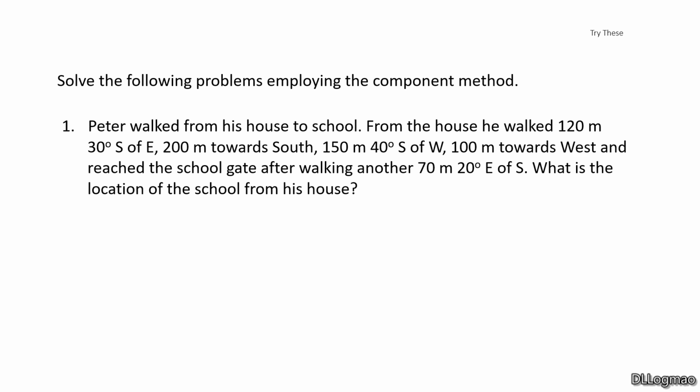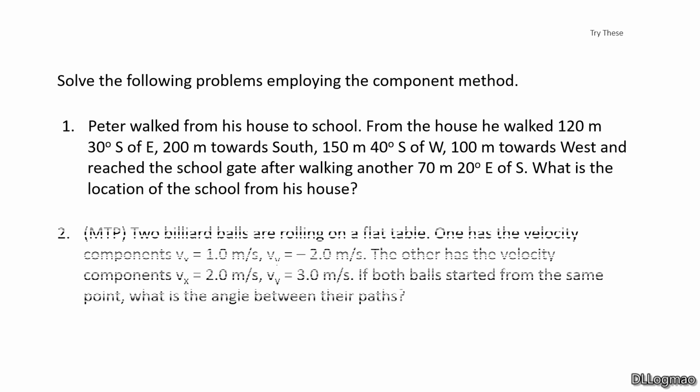The second problem is, two billiard balls are rolling on a flat table. One has the velocity components v sub x equals 1.0 meter per second, v sub y equals negative 2.0 meters per second. The other has the velocity components v sub x equals 2.0 meters per second, v sub y equals 3.0 meters per second. If both balls started from the same point, what is the angle between their paths?